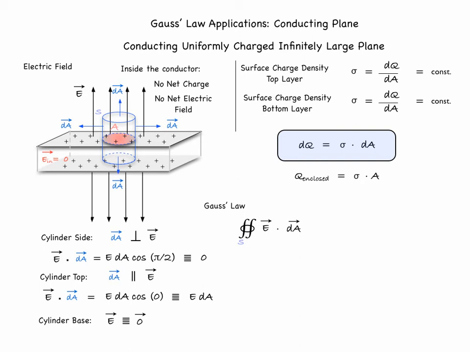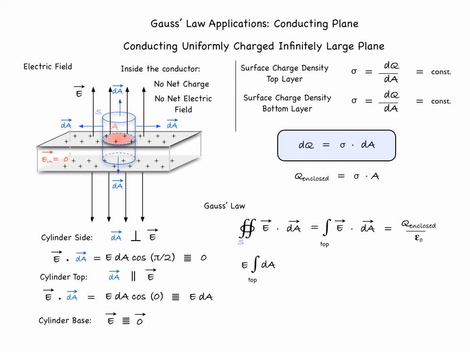We calculate the electric flux as the surface integral of E dot dA. Of all three different types of surfaces, the base, the top, and the side, the only non-zero integral will be the one over the top of E dot dA, and that has to be equal to the charge that was enclosed within the surface S over the permittivity of free space, epsilon naught.